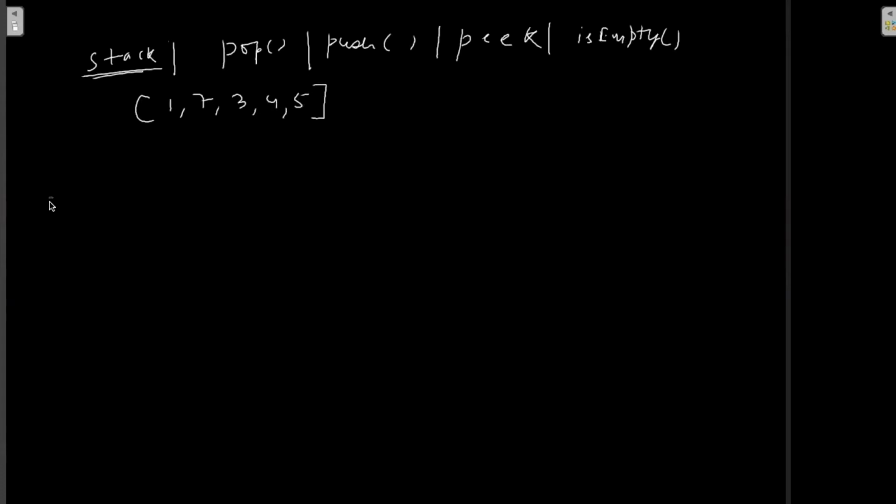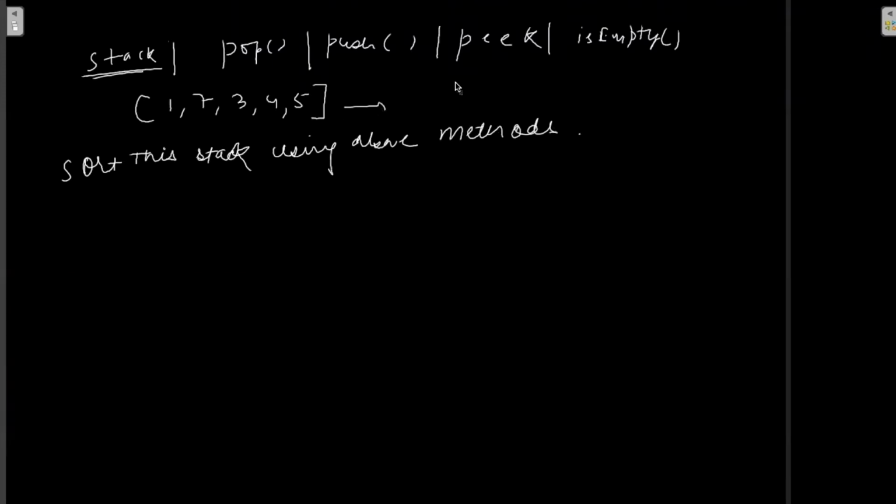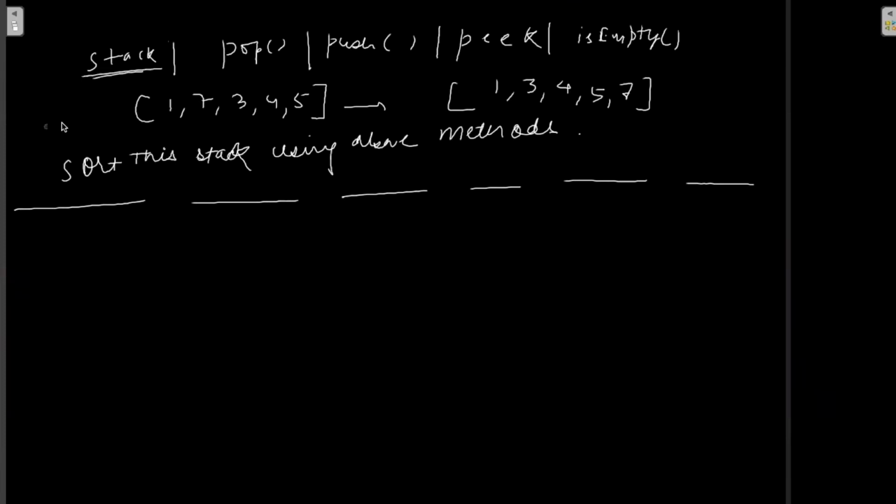What you have been told is to sort this stack using the above. So basically, this has to be converted into 1, 3, 4, 5, and 7. This is my input, and this is my output. Just for your reference, as a hint, you can think along the lines of recursion, and you can think along the lines of the stack properties.